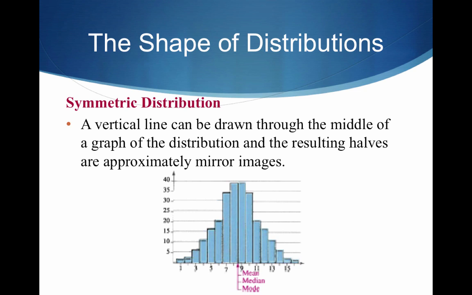All right, lastly, we want to talk about the shape of distributions. So let's first begin with the easiest, a good old symmetric distribution. All right, a vertical line can be drawn through the middle of a graph of the distribution, and the resulting halves are approximately mirror images. In other words, the left and right are roughly symmetric. We can also think of it in terms of central tendency, and in terms of central tendency, we would say our mean is equal to our median, which is equal to our mode. Okay, all measures are the same.